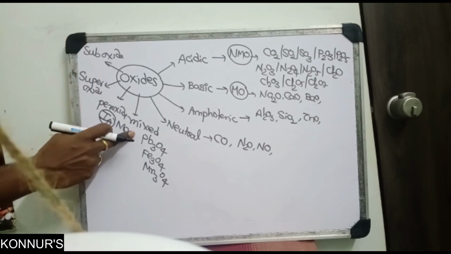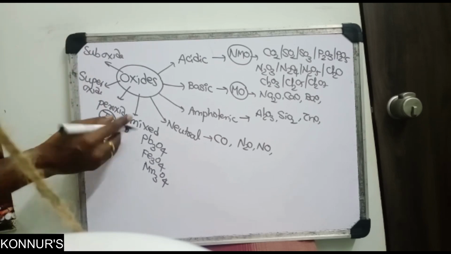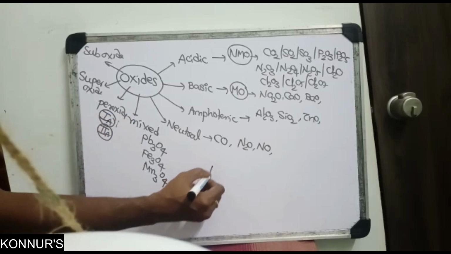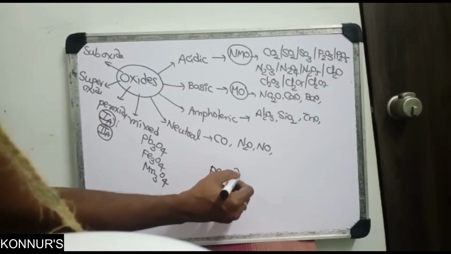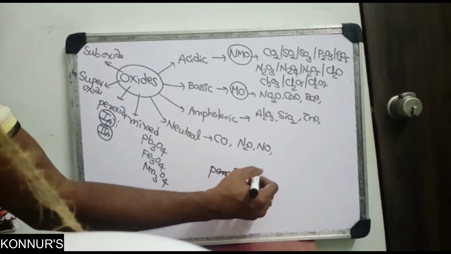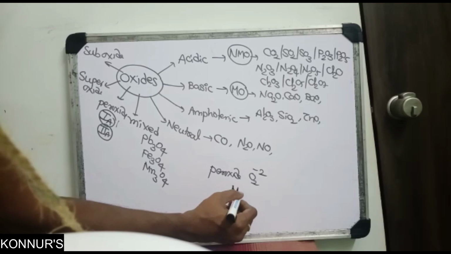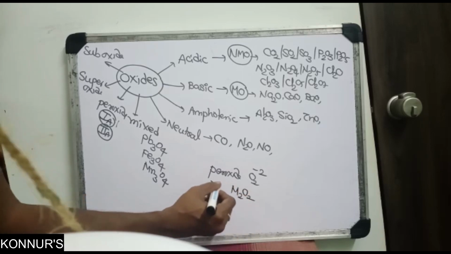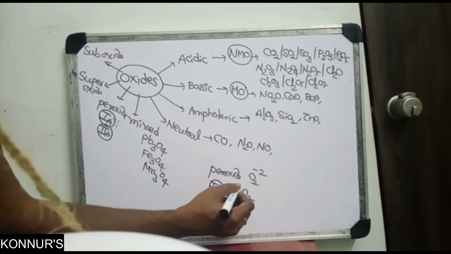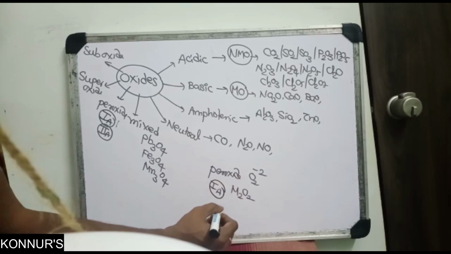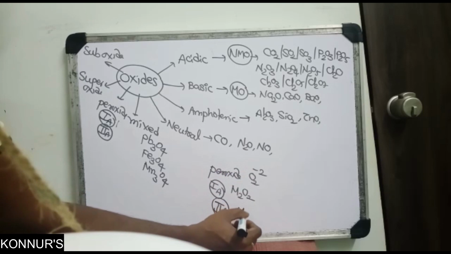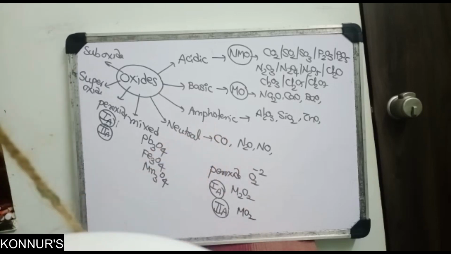MO2 is superoxide. So actually, what does peroxide mean? Peroxide is O2 minus 2. So that's why M2O2 is the first A group peroxide. Next, second group peroxide is M plus 2, so that means MO2.